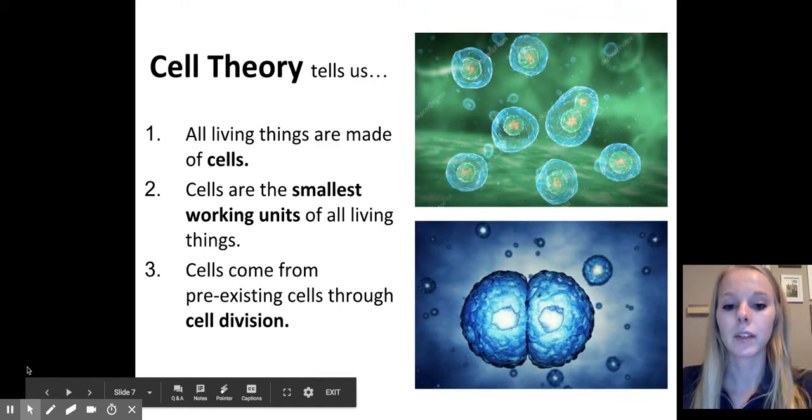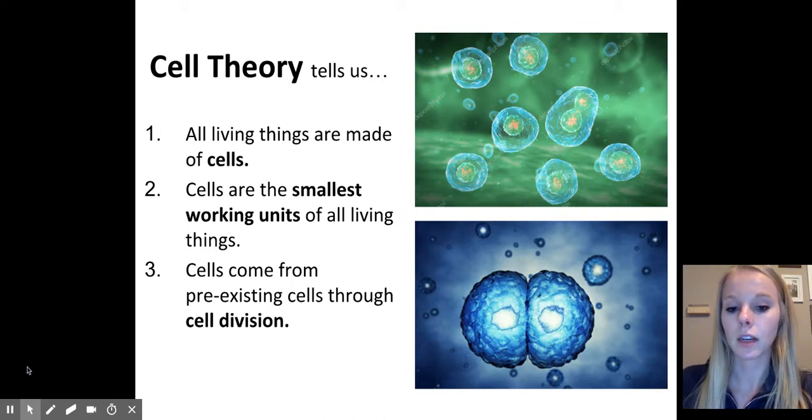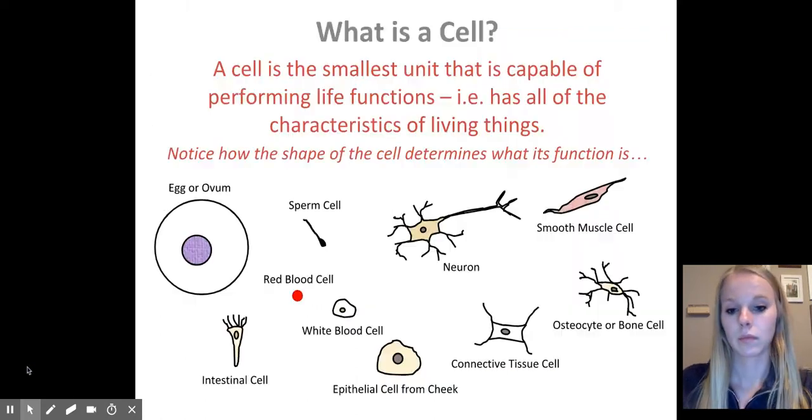The third part of the cell theory tells us that cells come from other cells by means of cell division. Before the cell theory, it was widely believed that cells and life in general could spontaneously develop. Along with other scientists, Virchow conducted research that proved new cells could only be formed by the division of pre-existing cells. So one cell had to come from another cell.